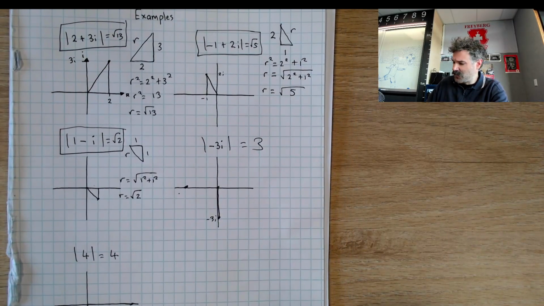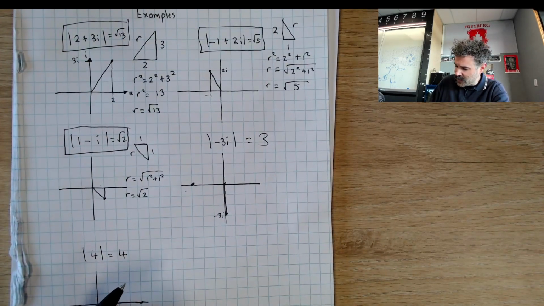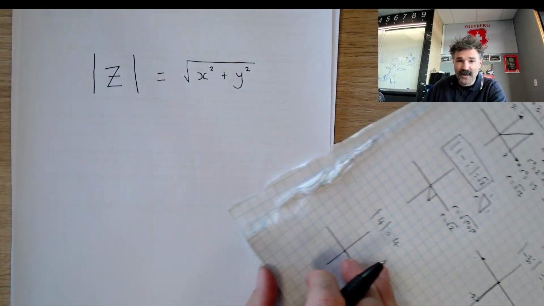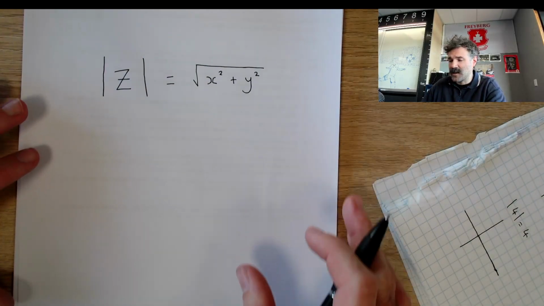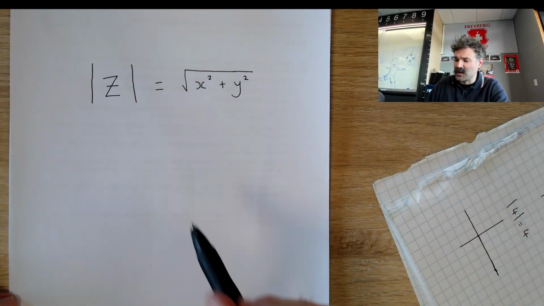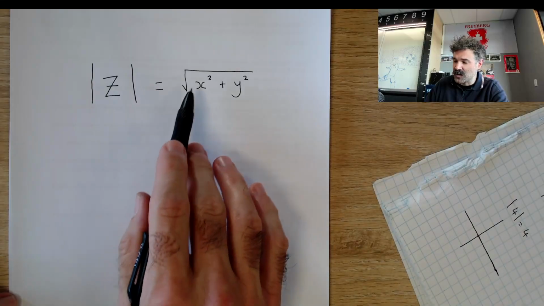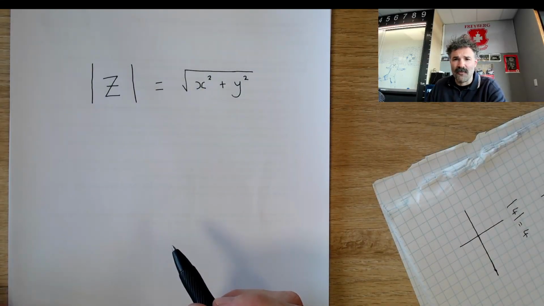All right, so hopefully this was helpful. From this, there is a formula for how we calculate the modulus to do with Pythagoras, and that is the modulus of z, where z is some complex number, is equal to the square root of x squared plus y squared. The real part squared plus the imaginary part squared. And that is our formula for modulus.